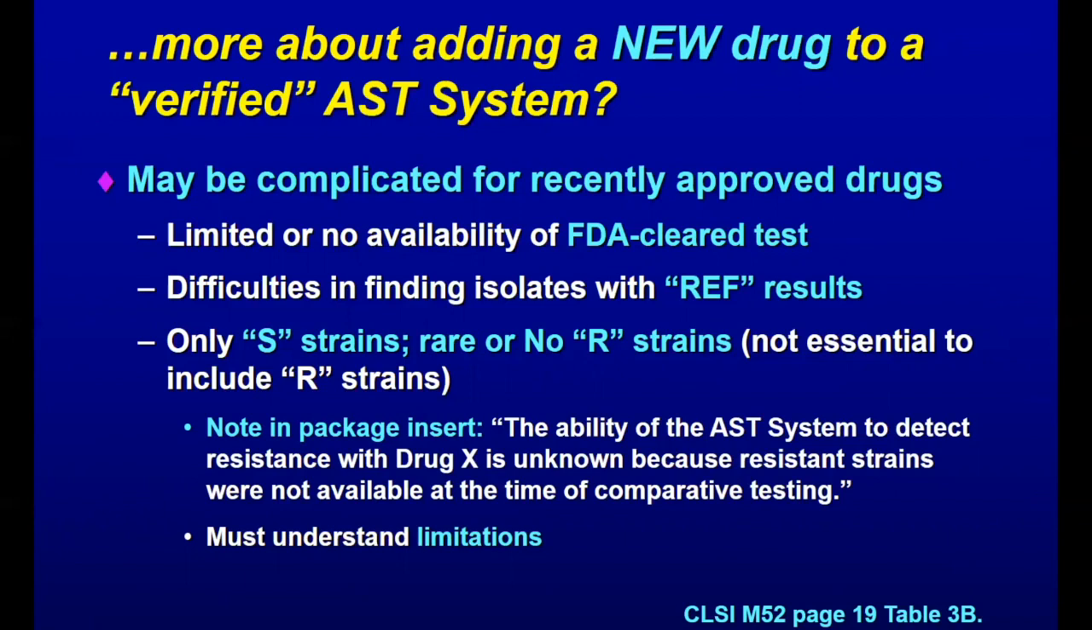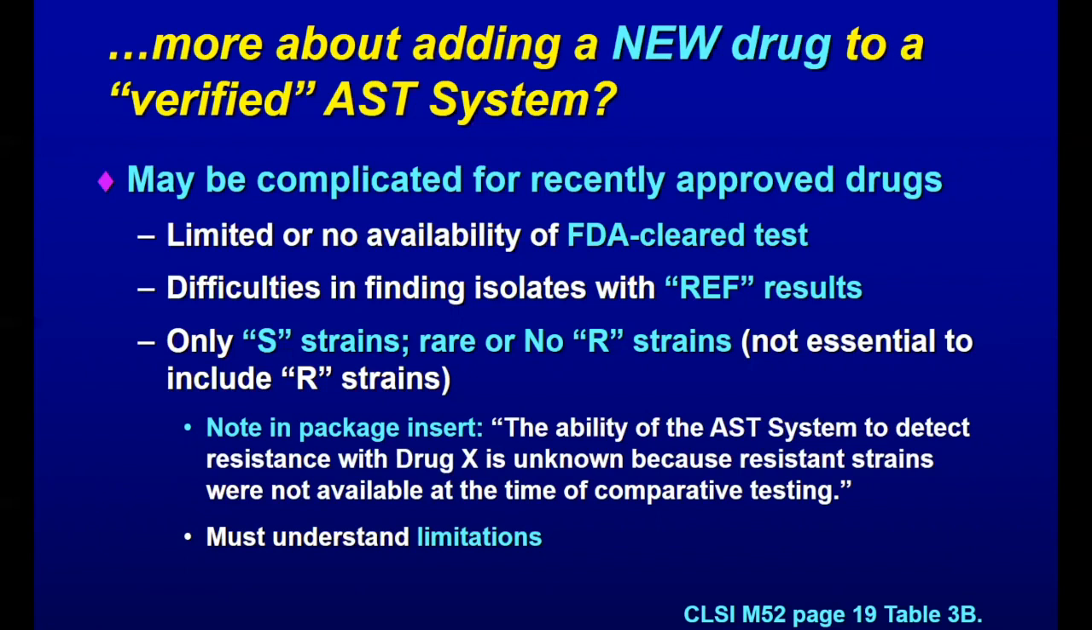Okay, so now let's talk a little bit more about some of the complications that you might encounter when you're adding a new drug to a verified test system. And this is particularly problematic if we're talking about a very recently approved drug. There might be limited or no availability of an FDA-cleared test. There might be difficulties in finding isolates with reference results. In some cases, for some of these new drugs, there are only susceptible strains because resistance is very rare or has never been reported. So it is not essential to include resistant strains in your verification if there are none.